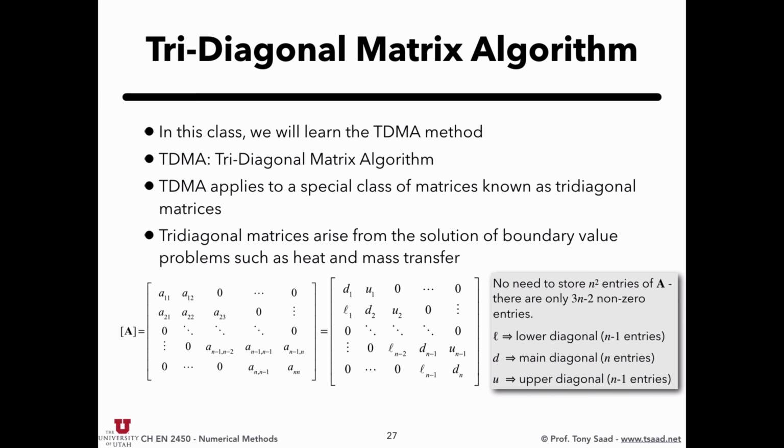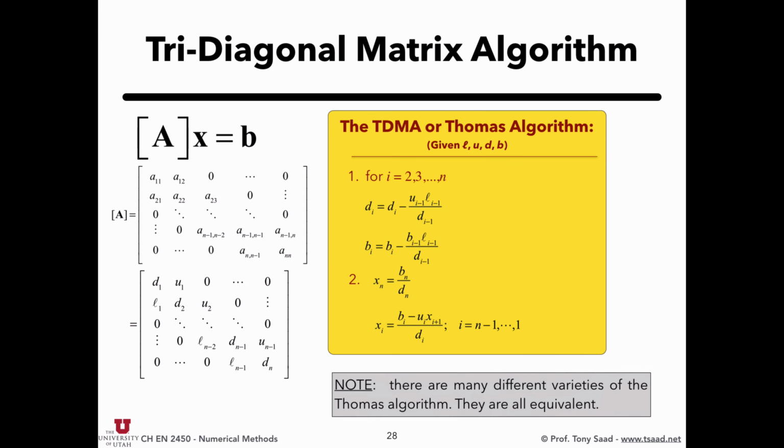Now, if you think about it, L, D, and U are just vectors, okay? So all we have to do is store those vectors and somehow manipulate them without having to deal with the array. What I'm going to show you next is the algorithm. We're not going to derive it, we're just going to show you what the algorithm looks like, and it's called the tridiagonal matrix algorithm, TDMA, also known as the Thomas algorithm. It takes a lower diagonal, upper diagonal, main diagonal, and the right-hand side.